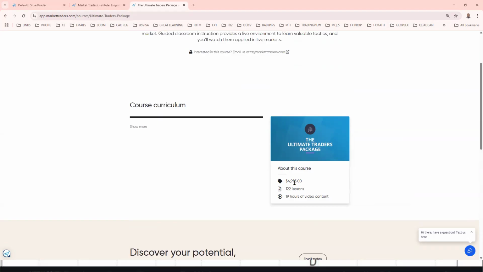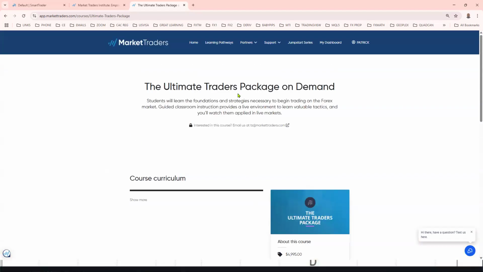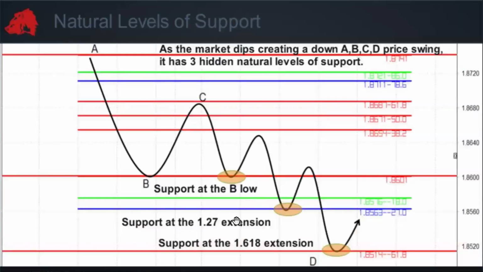This course, as at 2018, it was $10,000. They've reduced the price to 4,999. So all these tools are things that once you are done, you need to come up with something that you can look at and say, okay, today I'm going to trade or I'm not going to trade.